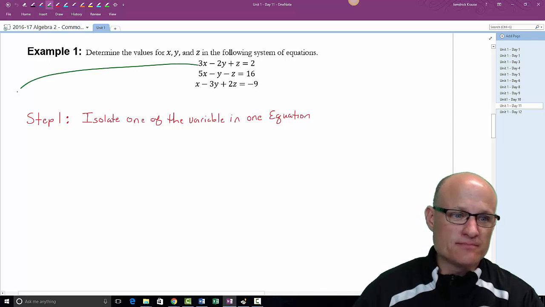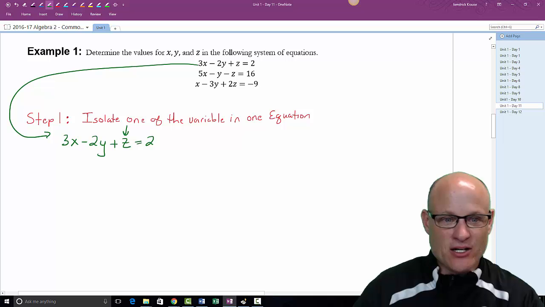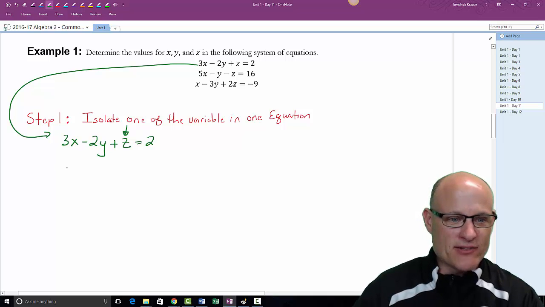So I'll take this first one. Let's take this first one. So we got 3x minus 2y plus z equals 2. I can get z all by itself. So I'm going to isolate z. I'm going to get z all by itself. So I get z equals.